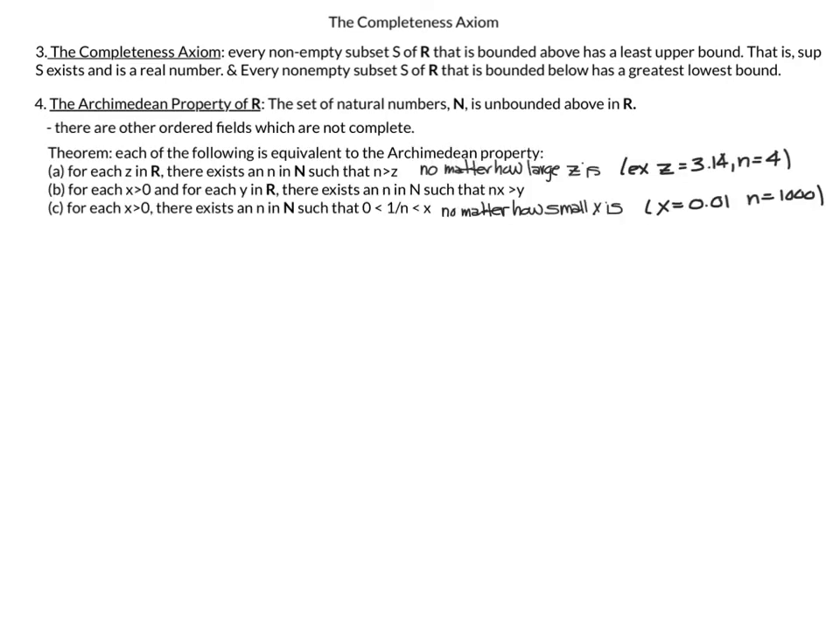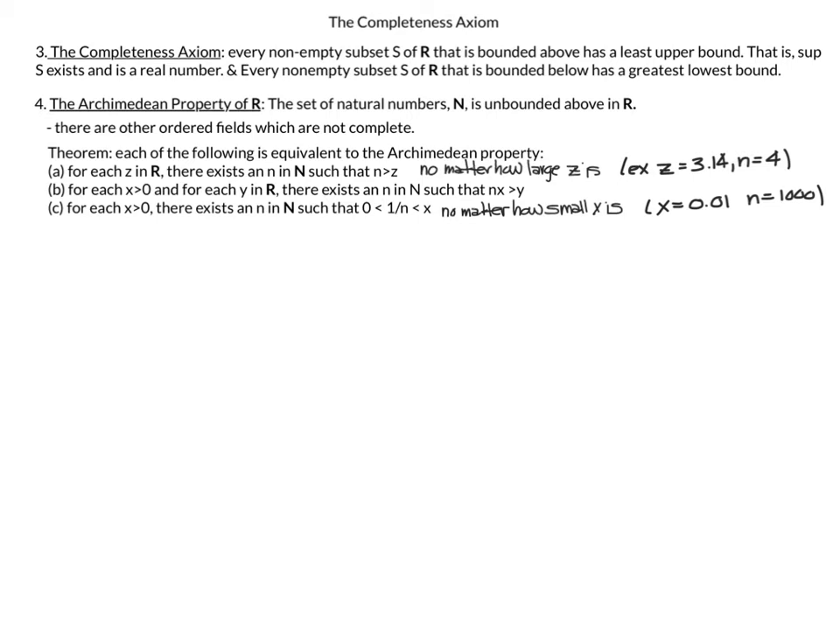These are the equivalent statements of the Archimedean property, and they don't seem really startling on their own, but they become very useful later when we're doing proofs, especially part A and part C. So part A is for each z in the real numbers, there exists n in the natural numbers such that n is greater than z. So for example, if z is equal to 3.14, you could say n is equal to 4, n is equal to 5, whatever, anything bigger than 3.14. And the idea is that you can do this no matter how large z is.